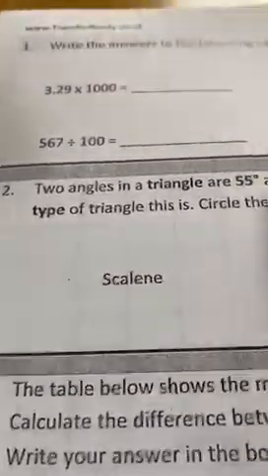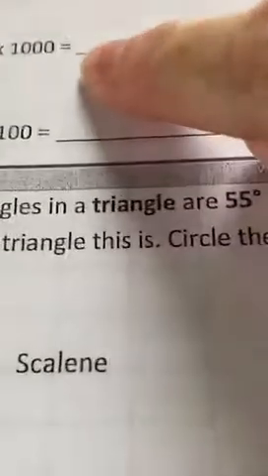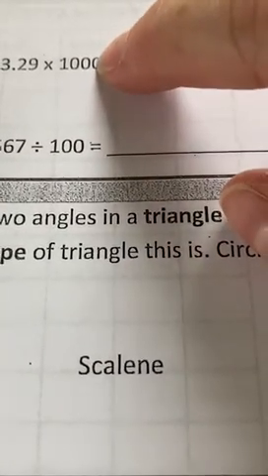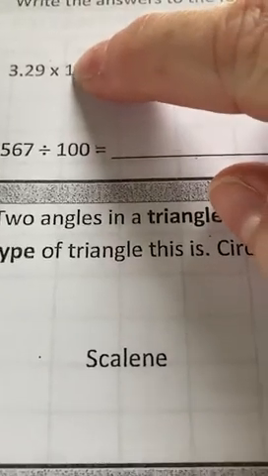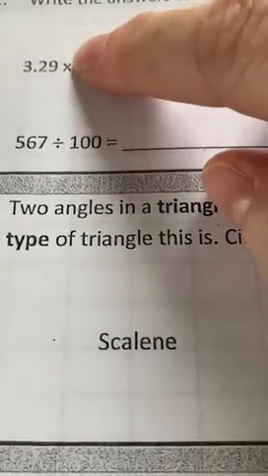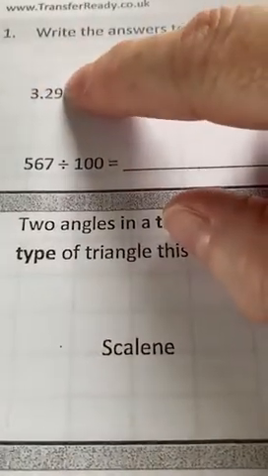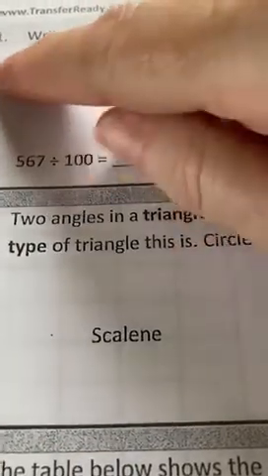So the first one, multiplying by 1,000. So multiplying by 1,000, how many zeros does it have? It is 1, 2, 3 zeros. So you know that you're going to move everything 3 places to the left, okay? So 3.29, you're going to move it 3 places to the left.